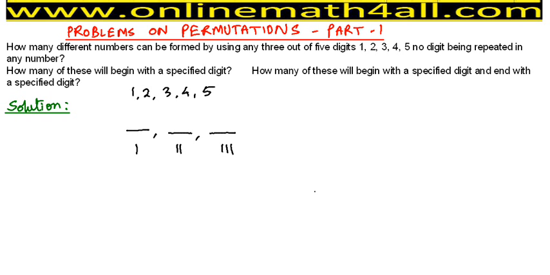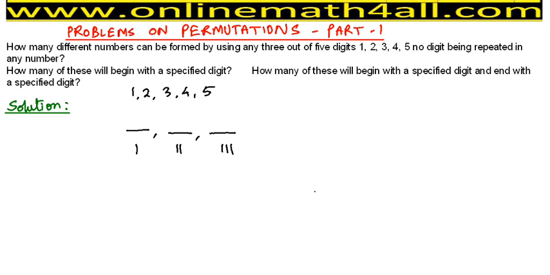Okay, since we are going to form a 3-digit number by using the given 5 digits 1, 2, 3, 4, 5, I'm just going to create 3 places. So place 1, that is hundreds place, place 2, that is tens place, place 3, that is units place. Now I'm going to fill up the first place, that is the 100 place. For the 100 place I can place any of the given 5 digits, that is 1 or 2 or 3 or 4 or 5. So the first place has 5 options.